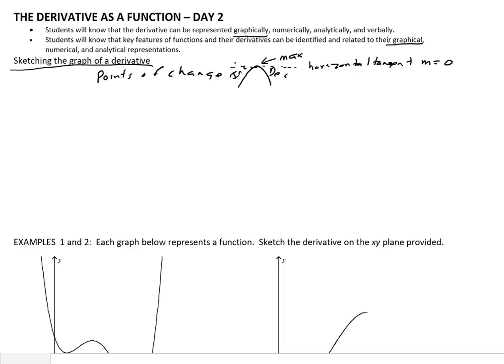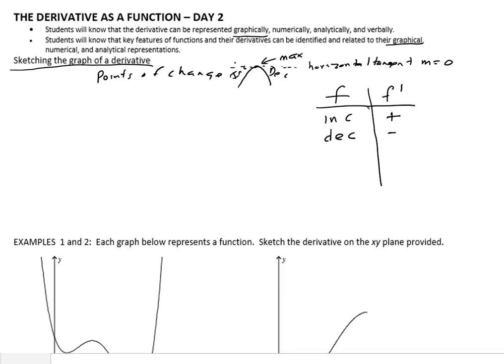Okay? So if my function f is increasing, then the derivative is going to be positive. If my function f is decreasing, my derivative is going to be negative. Now this is a two-way street. If my derivative is positive, I know my function is increasing. I can go both ways. Okay. If I have a maximum, then 0 is the value of the derivative, and there's a change from plus to minus because it's changing from increasing to decreasing.